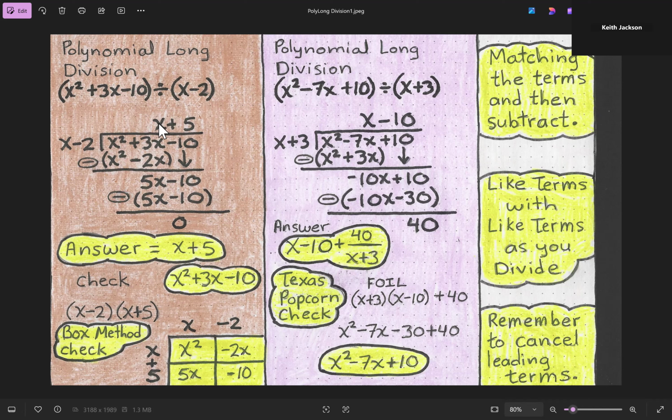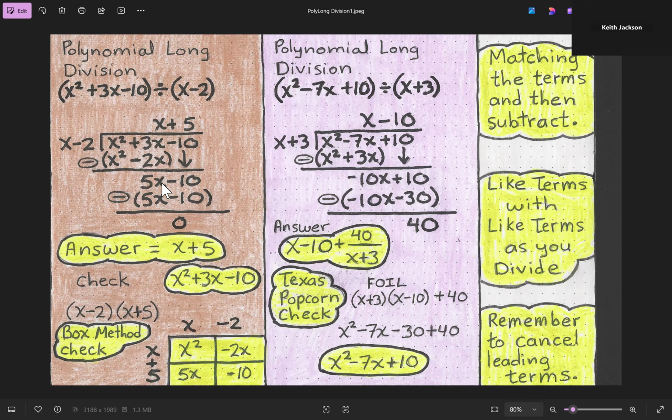And here's what's going to happen. So we have x times x, which will give us this x squared. And then we have this x times a minus 2, which will give us a negative 2x right here. And what we're going to do is subtract, right? So we're going to put the subtraction sign. And when we do that, it changes the signs inside the parentheses. And so now this becomes a negative x squared, because now we have this positive x squared. And so x squared minus x squared will give us 0, while this becomes a plus 2x. And so now we have 3x plus 2x, which will give us a 5x right here.